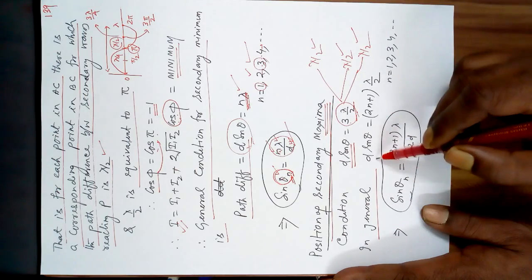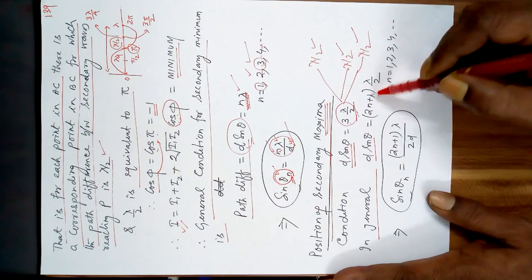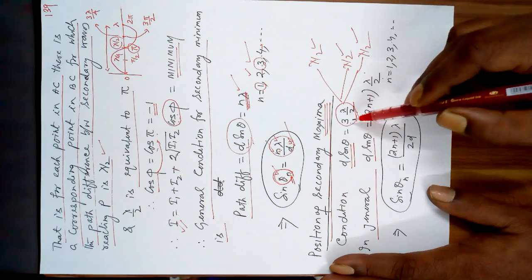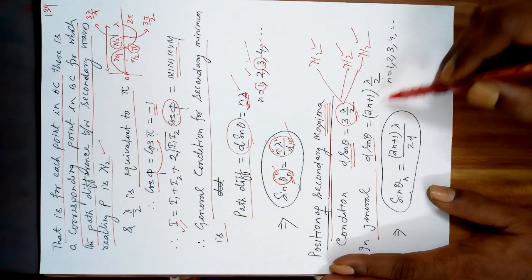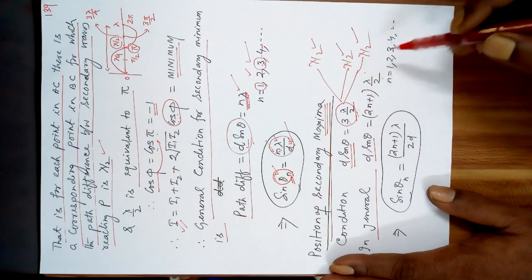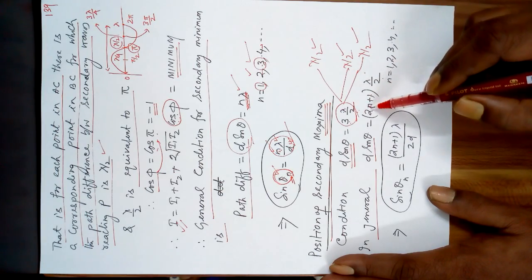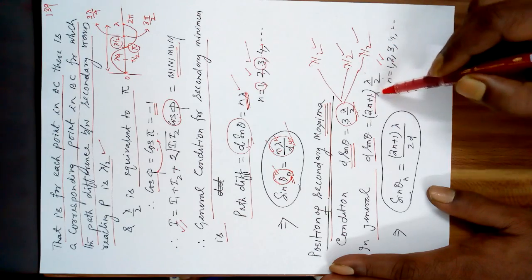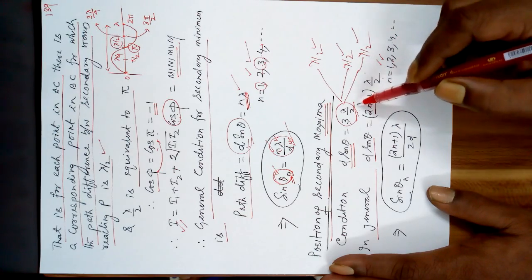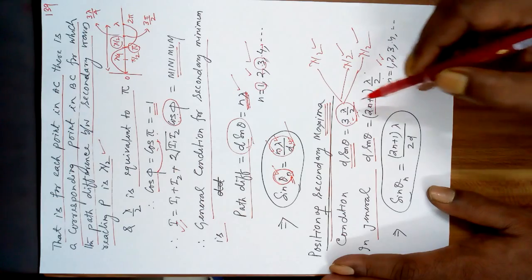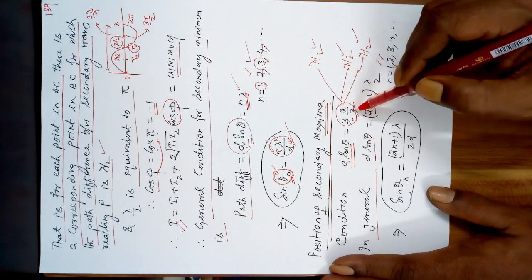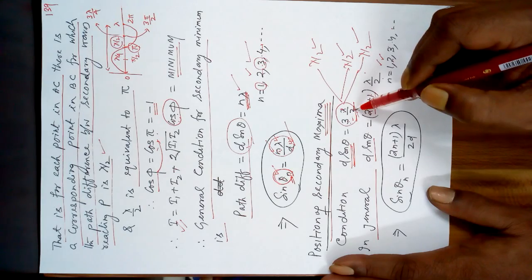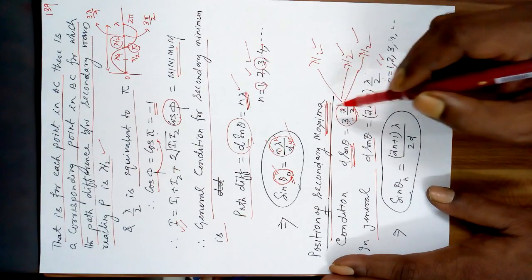So in general, I can write d sin theta is (2n plus 1) lambda by 2. So put n is equal to 1, 2, 3, 4, means odd multiples of lambda by 2. Put n is equal to 1, this becomes 3 lambda by 2. Put n is equal to 2, this becomes 5 lambda by 2. Put n is equal to 3, this becomes 7 lambda by 2. So if the path difference is an odd multiple of lambda by 2, then on the screen we will have maxima.